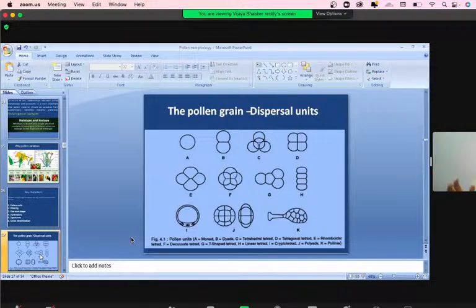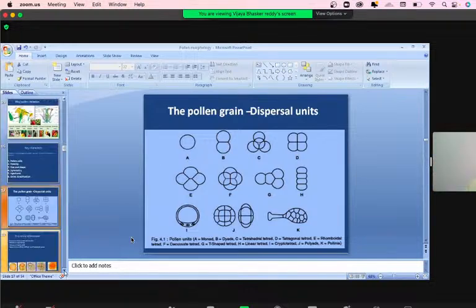It all depends. So they are called pollen units. If a single pollen grain gets separated from the tetrad and is released from the anther lobe, then it is called a monad. If two are combined and released from the anther lobe, they are called dyads, tetrads, octads, etc. Because of shortage of time, I'm not going into detail.